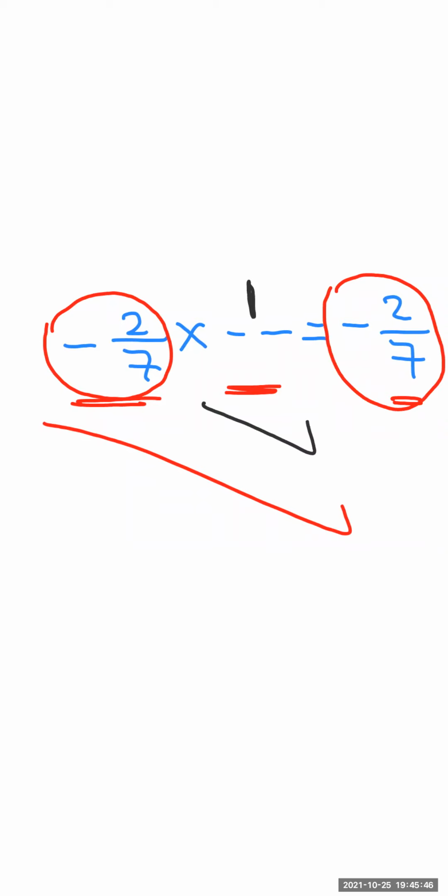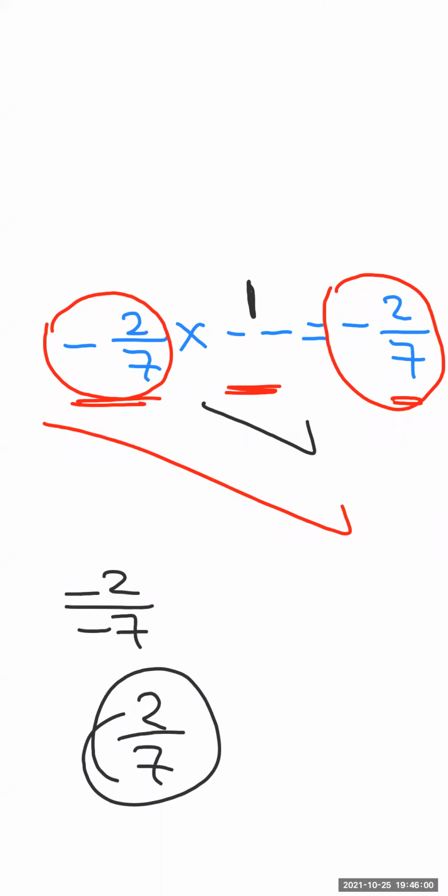Teacher, what if the 2 is negative and the 7 is also negative? If the 2 is negative like that and the 7 also negative, it's a positive 2 over 7 directly. No need to write the negative sign in the two terms, because this means it's positive, right? Yes. Okay.